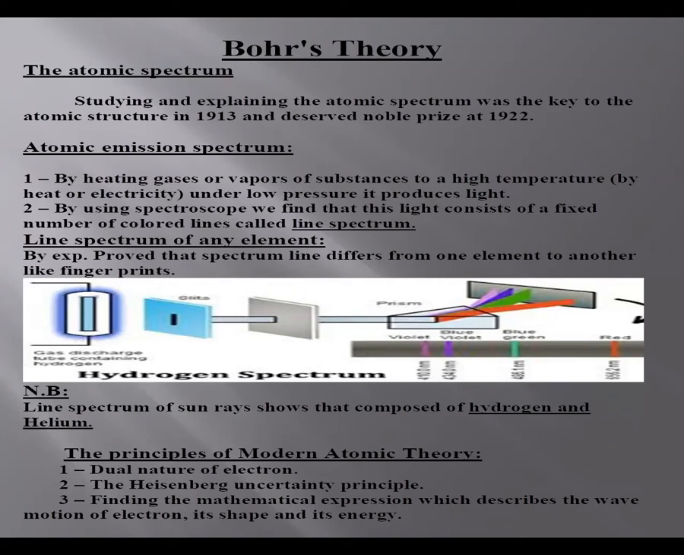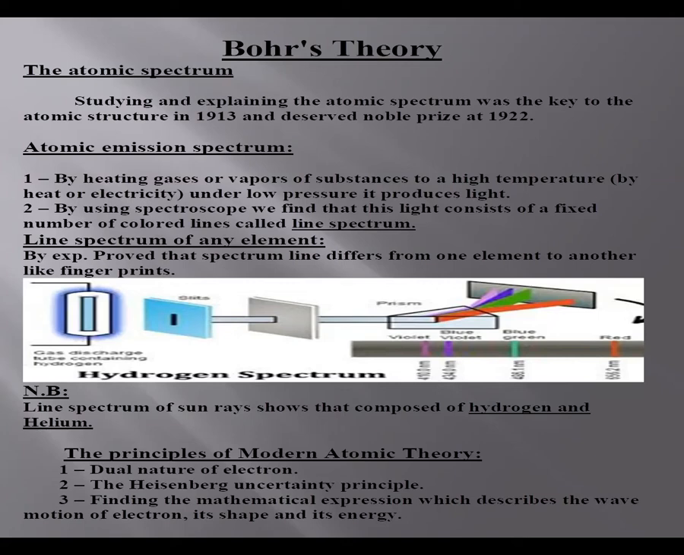Atomic emission spectrum. Number 1, by heating gases or vapors of substances at high temperature, by heat or electricity under low pressure, they produce light. By using the spectroscope, we find that this light consists of a fixed number of colored lines called a line spectrum. Line spectra proved by experiment that the spectrum lines differ from one element to another, like a fingerprint.